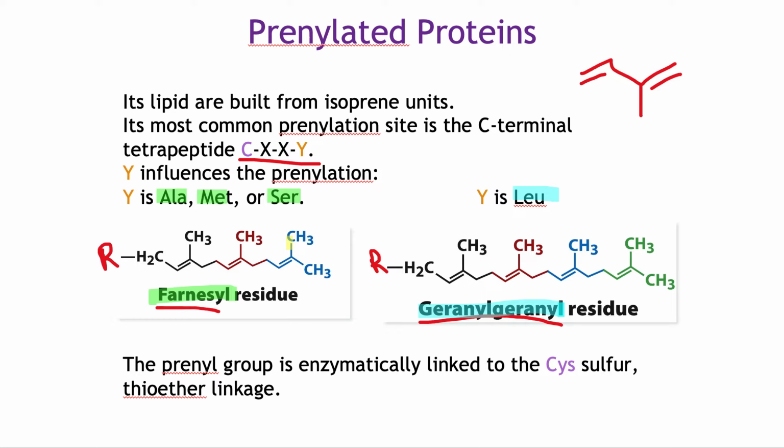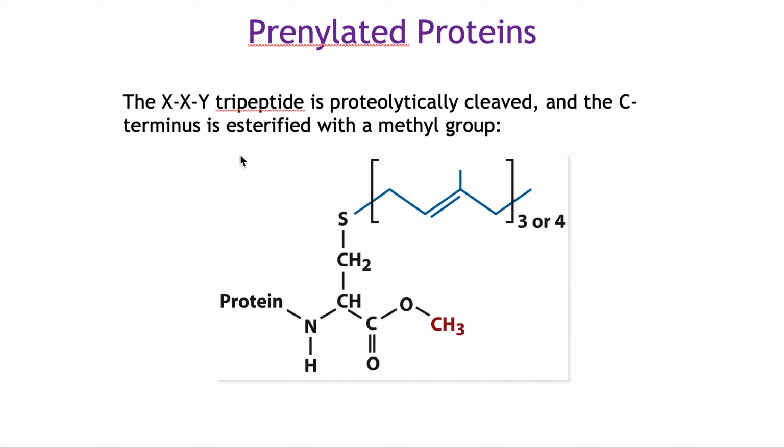So proteins are farnesylated or geranylated, really depending on the residue. And either one of those isoprene units is added to the protein via an enzyme, and they're specifically linked to the cysteine residue. So what they form is a thioether linkage.